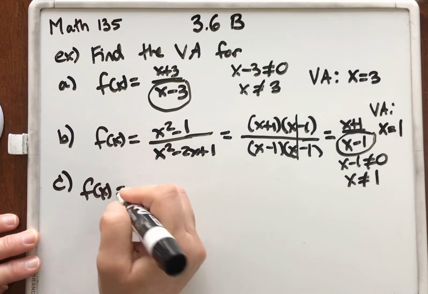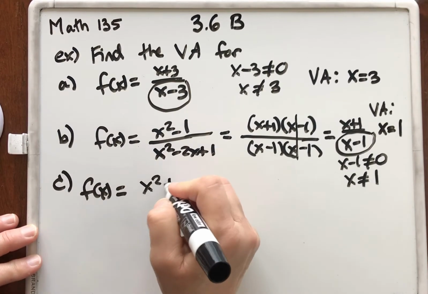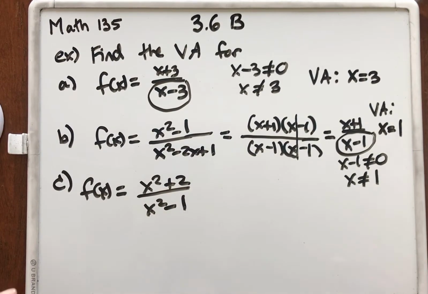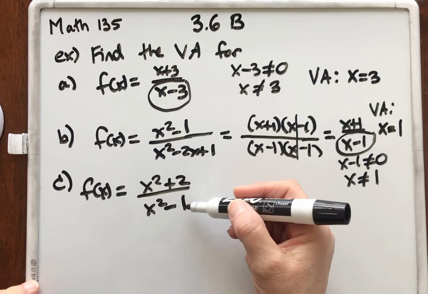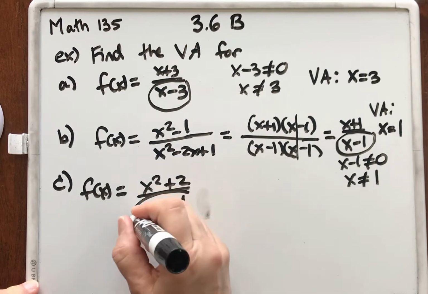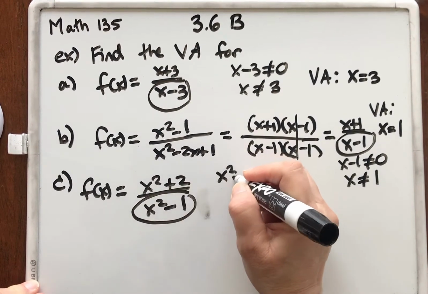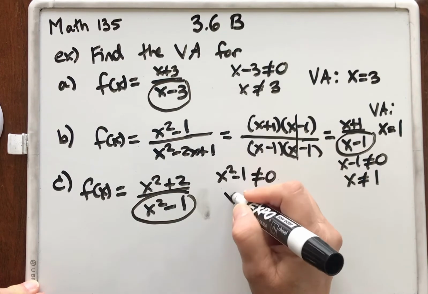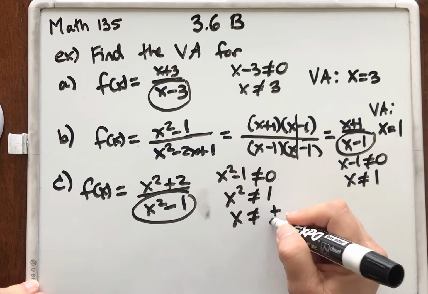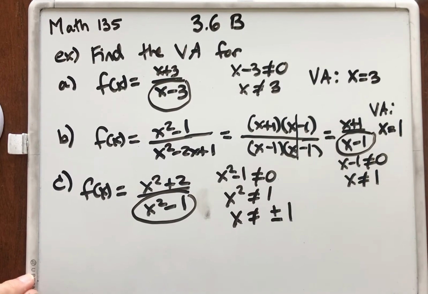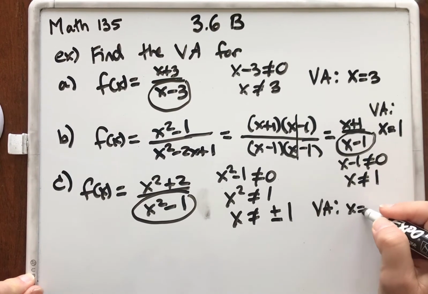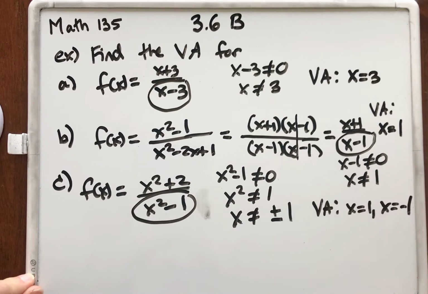Let's say f of x equals x squared plus 2 over x squared minus 1. All right, this isn't factorable, but we can keep going on this one, or we can just look at it this way. This right here we know cannot equal 0, right? So let's write that. x squared minus 1 cannot equal 0. So x squared cannot equal 1. So x cannot equal plus or minus 1 when you square root both sides. All right, so we have two vertical asymptotes for this one. That's x equals 1 and x equals negative 1.